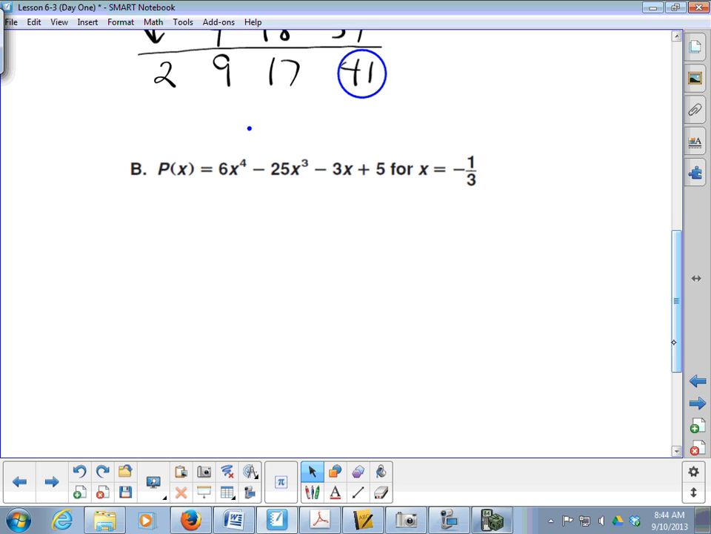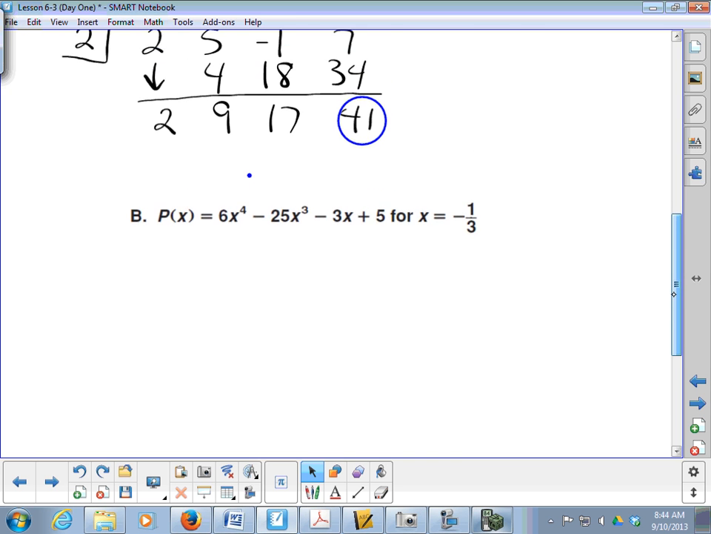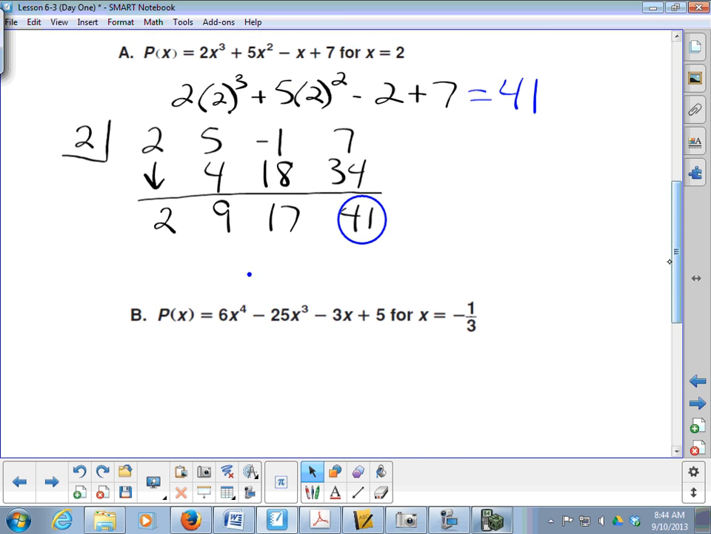All right, so you guys find this one. Do it with synthetic. And you're working with a fraction. I know you hate fractions. That's okay. A lot of times fractions are your friend. Isn't that cool? I use decimals very seldom in this class. You need to be efficient with fractions.